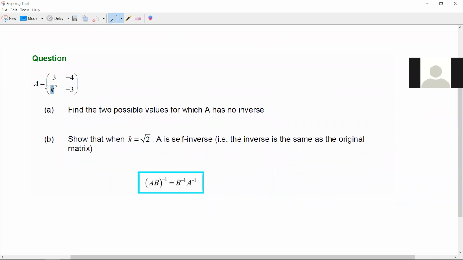All right, so let me just rewrite A, because I already know that k is equal to the root of 2, and because that is equal to that, that means our new A will therefore equal 3, minus 4, and I already said that this over here will be a 2 because we calculated it out, and minus 3.